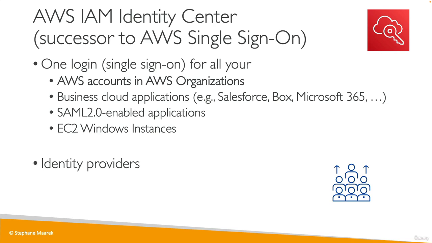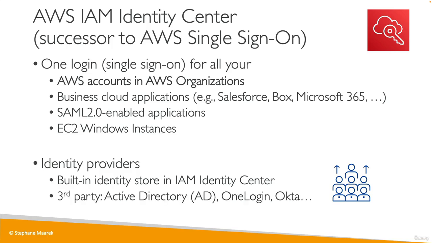And in terms of the identity providers, so where the user data is stored, well, you can have a built-in identity store in the IAM Identity Center, or you can connect to a third-party identity store such as Microsoft Active Directory or OneLogin or Okta. The idea here is that from an exam perspective, anytime you see one access to multiple AWS accounts, you have to think about the IAM Identity Center.